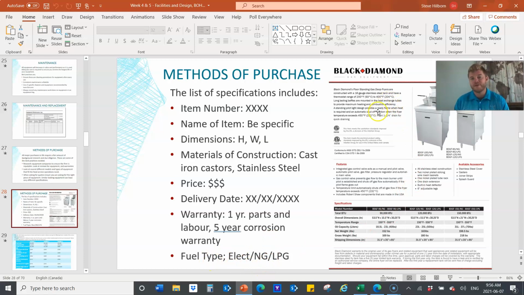So this one here is just an example of Black Diamond gas deep fryers. They've shown you a couple items here. They'll break down all of the model numbers as well as the basic information that you might want. And things like a deep fryer will have more information that you want to know, such as oil capacity. So if I'm buying a deep fryer that has up to 23 liters versus one that has up to 37 liters, this also changes how I have to purchase my oil for my deep fryer. So there's a lot of different moving parts with this kind of stuff.